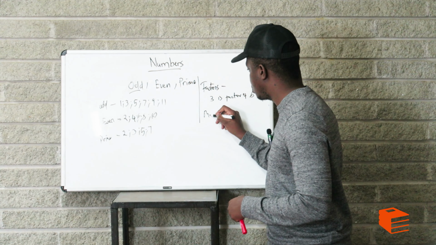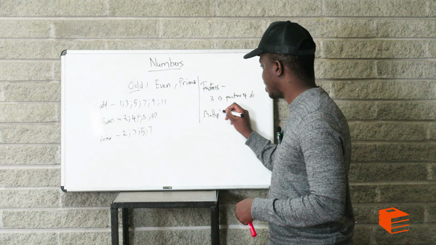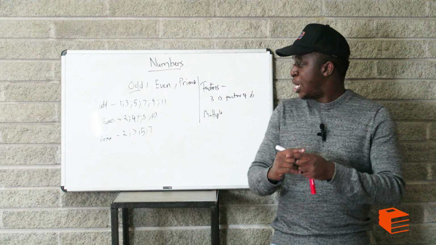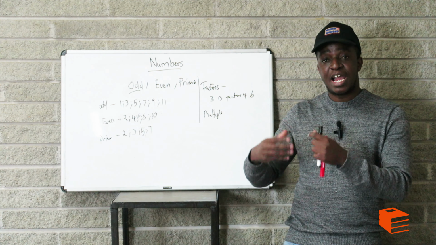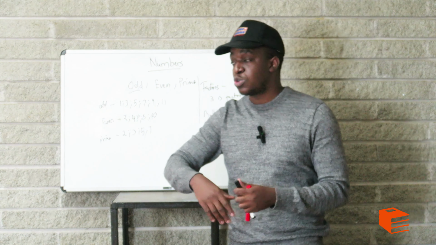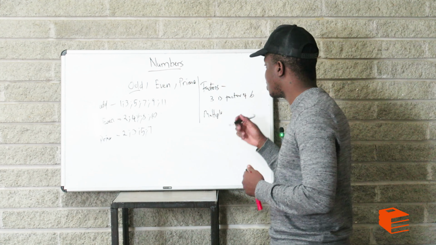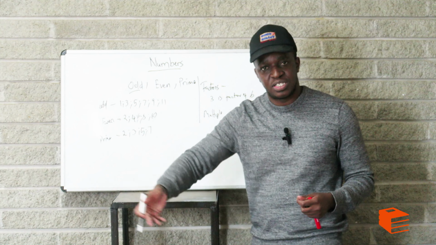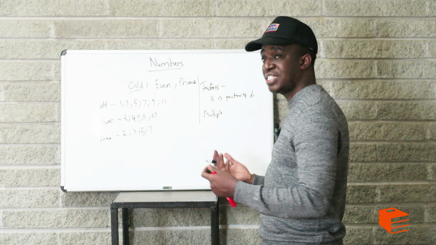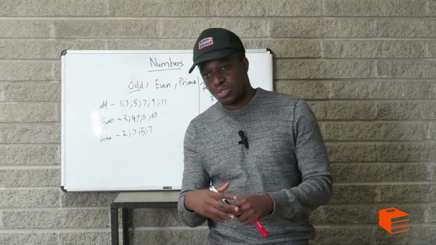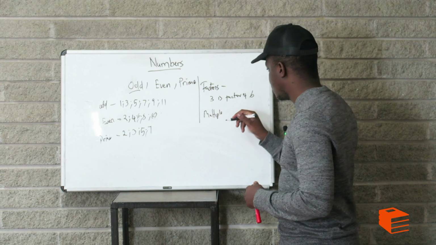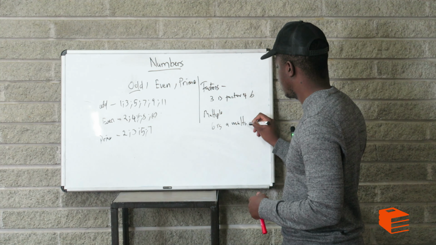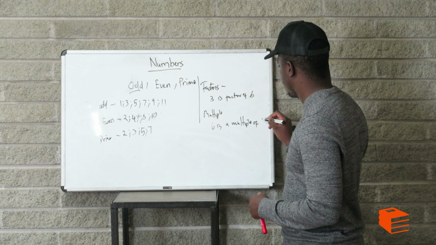But now when we're talking about multiples, it's just the reverse. 6 is a multiple of 3 because a multiple is a number in which another number divides into. So if we're talking about multiples of 3, we're talking about 6, 12, the 9s, 27. Those are all multiples of 3. So 6 is a multiple of 3.